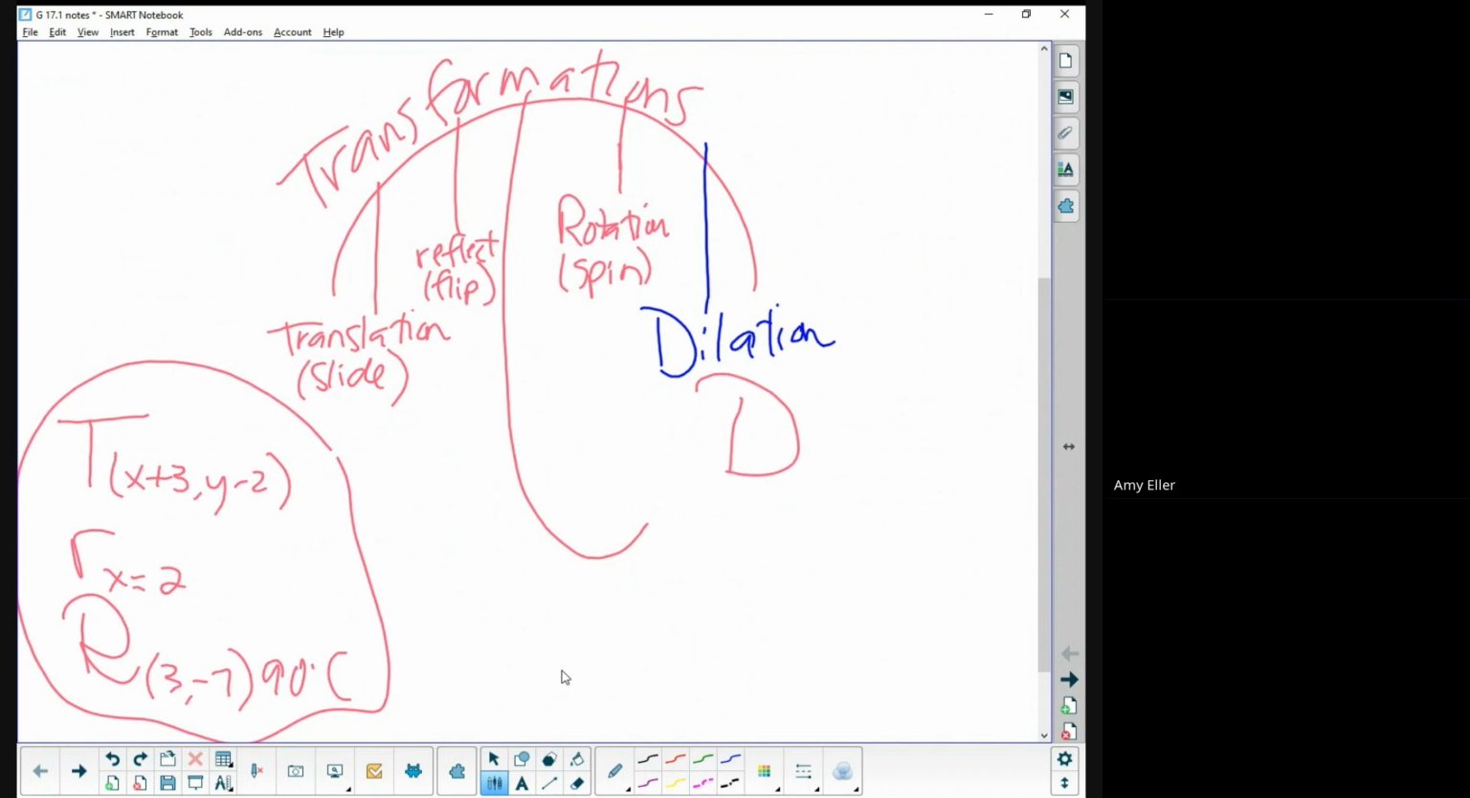D for dilation. And then we're going to write either O for origin or (0, 0). You might see it both ways. And then you'll see the scale factor, which in the one we just did was a half. We will always dilate about the origin.